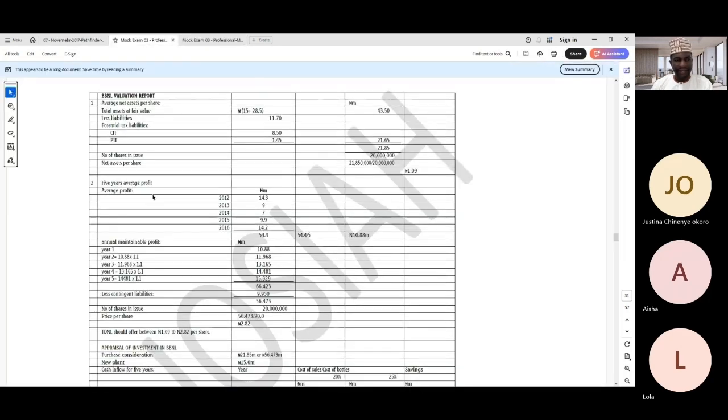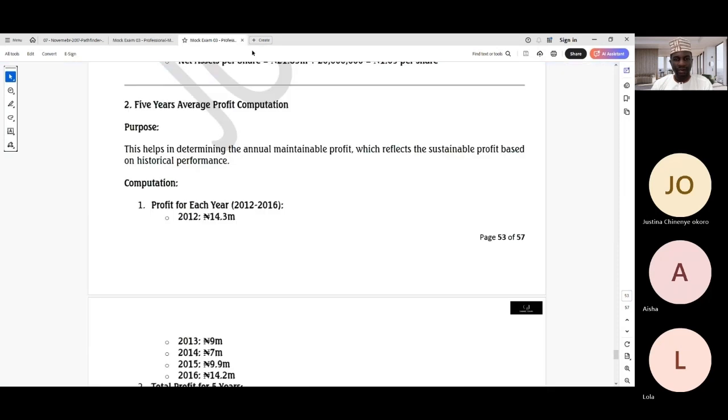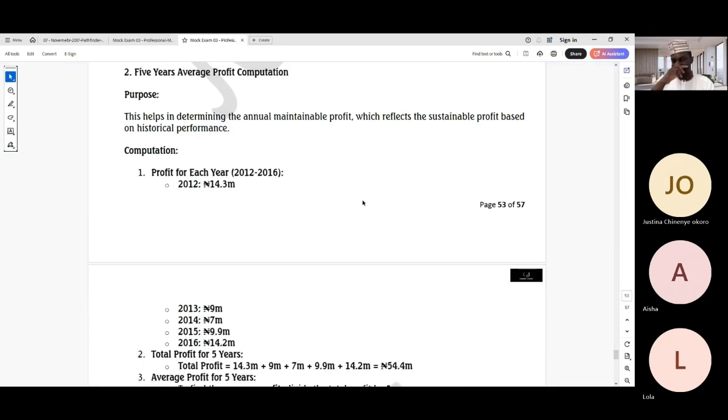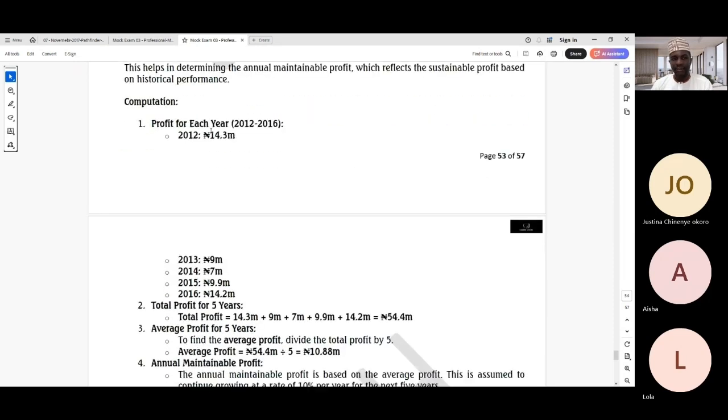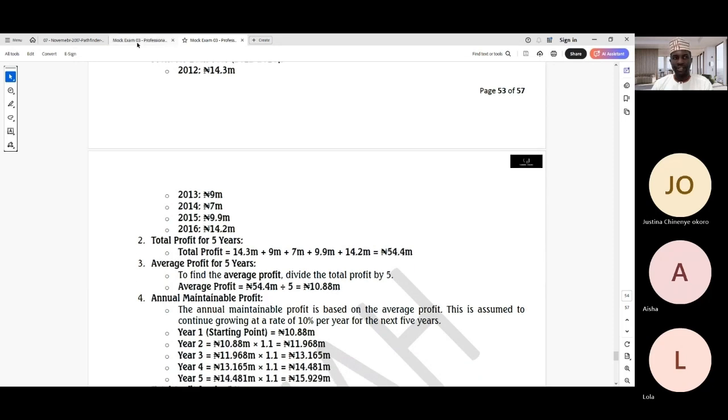All right. So the second part now, we want to calculate our 5 years annual profit and the average profit for the year. So this profit now, we are speaking to profit for each year based on the financial statements, and profit after tax. And that's what we use to compute the average profit. So we take for 2012, which is 14 million, 2013, 9 million, down to 2016, 14.2. We add them together and divide them by 5 years to get the average annual profit. So take note of that.